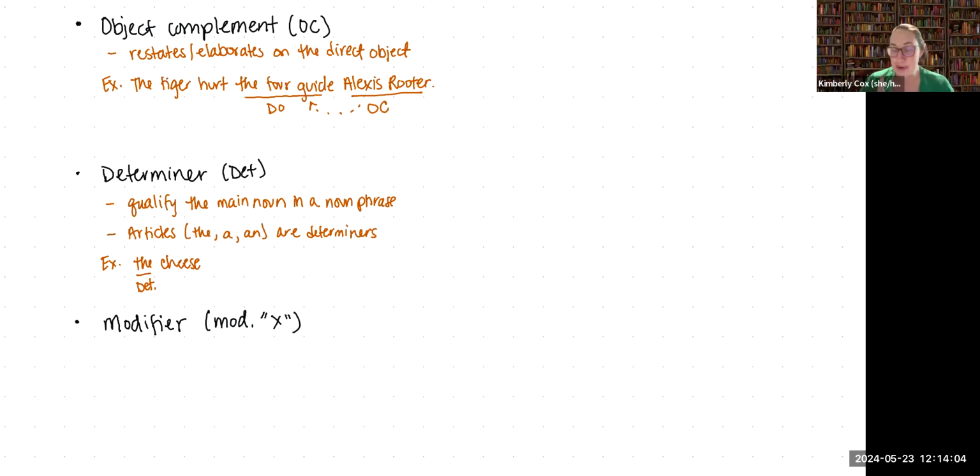Now, this is important because possessives can also function like determiners. So we could say Ava's cheese, right? Or their cheese. We could say this cheese, that cheese, one cheese, etc. All of these types of words function like determiners.